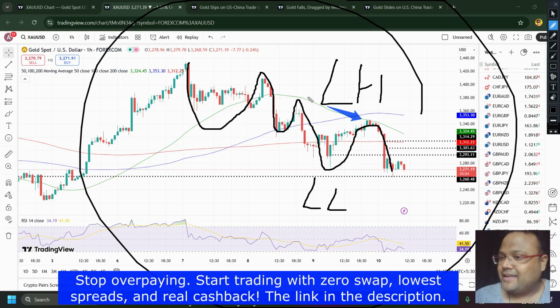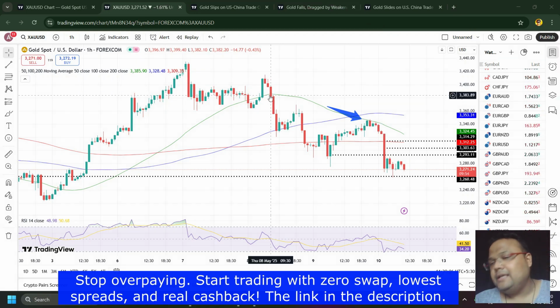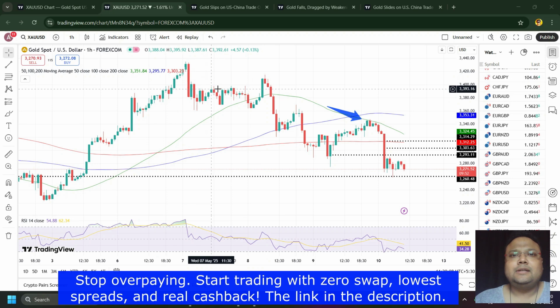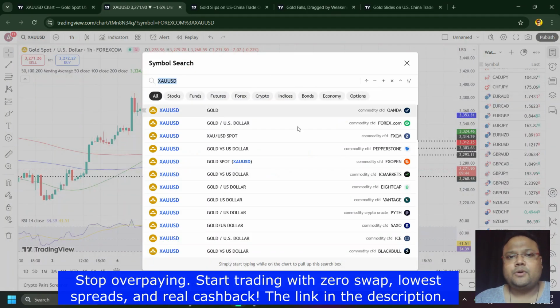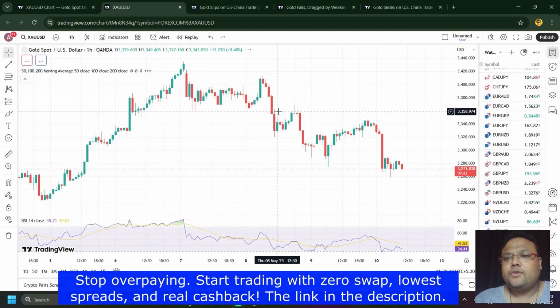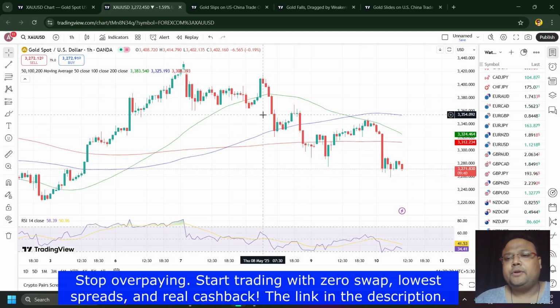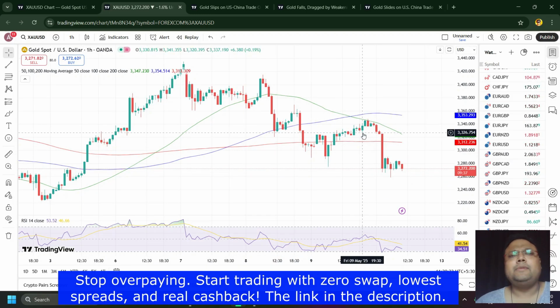But here we have a little catch. Forex is a decentralized market. As a result, the charts vary. This is the hourly chart of gold USD from forex.com. It's a broker. If you look at the chart of OANDA, also a very reputed broker globally, you can see we have a similar chart.